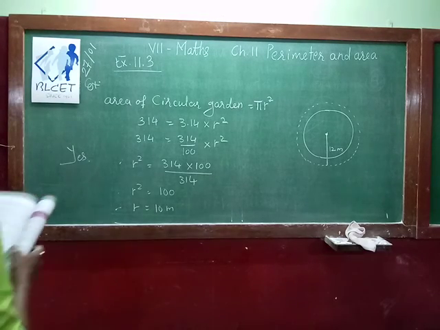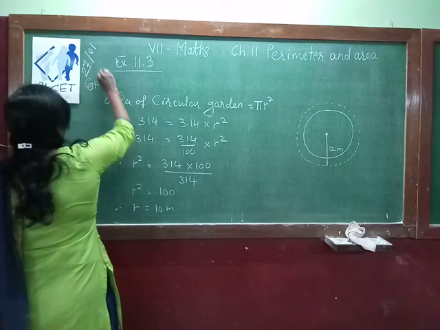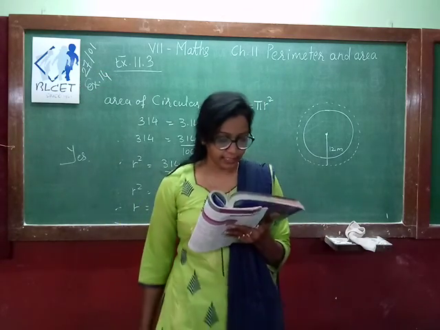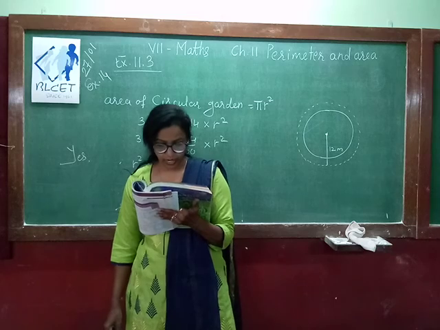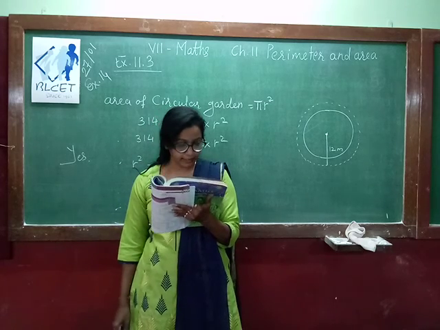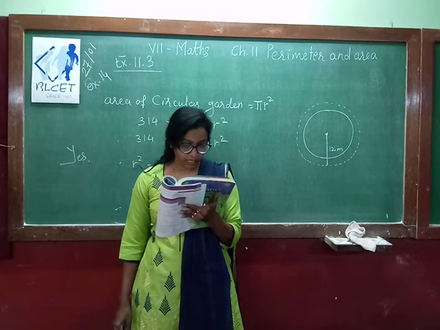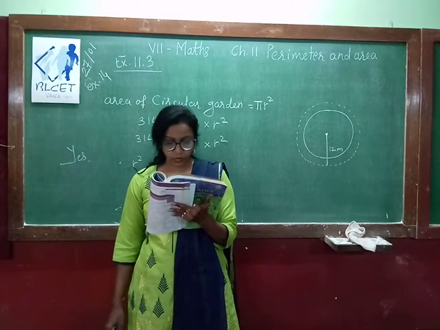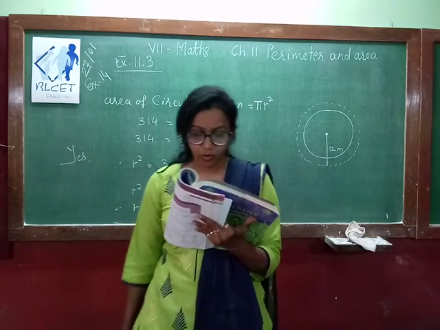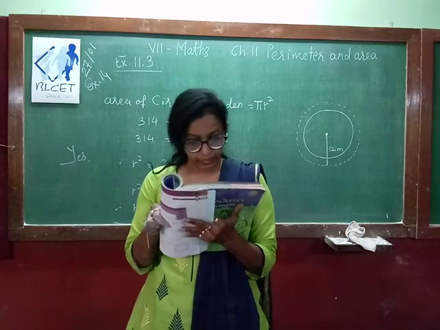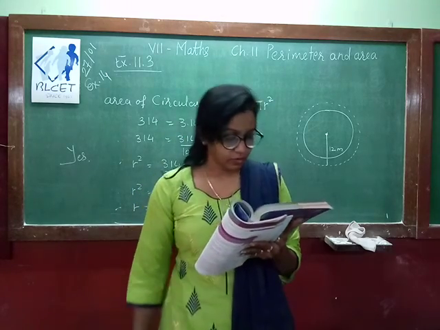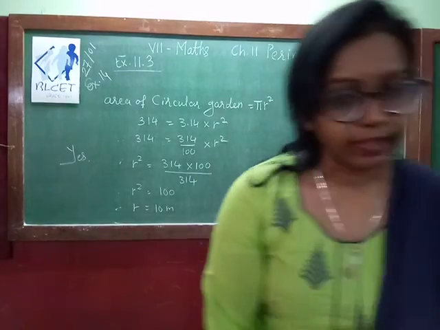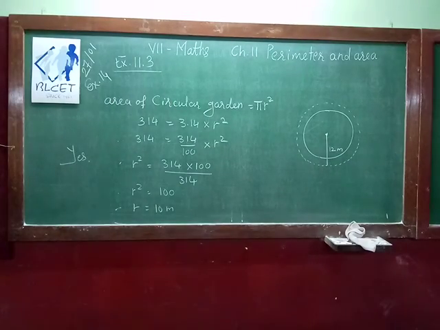See question number 14. A circular flower garden has an area of 314 meter square. A sprinkler at the center of the garden can cover an area that has a radius of 12 meters. Will the sprinkler water the entire garden? So here we have to take pi equal to 3.14. Let's see how to do the calculation.